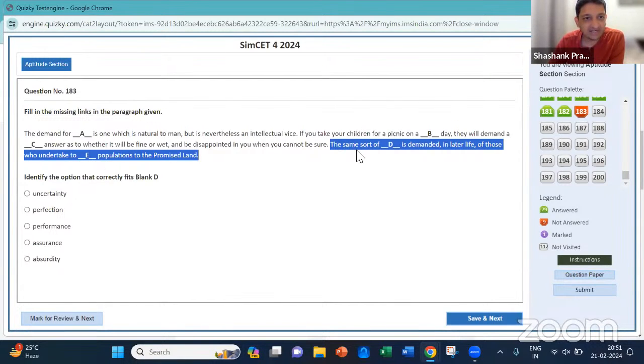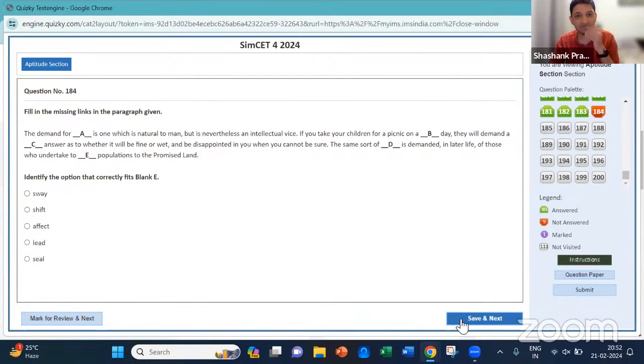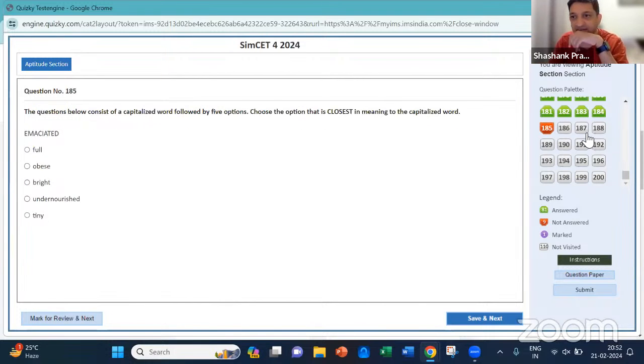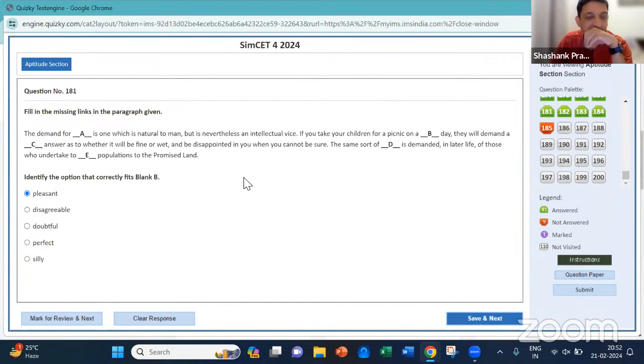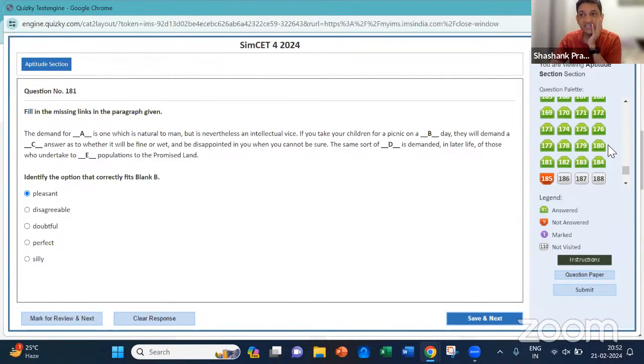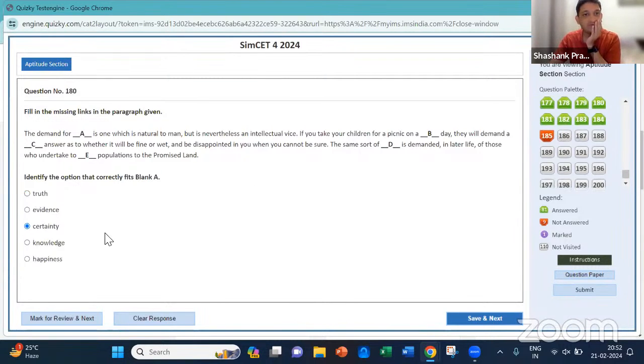Same sort of dash is demanded. Assurance or perfection. Assurance होगा, right? Taking populations to the promised land. To dash populations. Lead populations. Yeah. ठीक है. Let's see. Let's look at the question again. तो pleasant नहीं होना चाहिए. Optimistic kind of a thing. Demand for अच्छा B, sorry, 180 चाहिए ना. Demand for certainty.